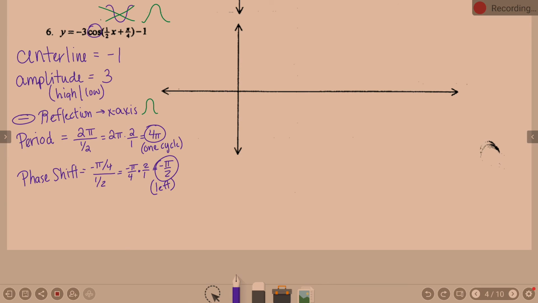Centerline, amplitude. Can you label that? We got the basics down? Centerline of -1. I'm labeling it both places. Label it one of those two places, I don't care which. You got the amplitude figured out? My amplitude of 3 means I go 3 up, 3 down. What is 3 up from -1? 0, 1, 2. What is 3 down? Yeah, -2, -3, -4.